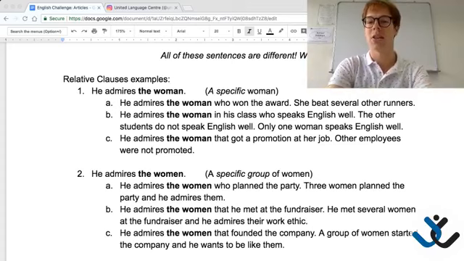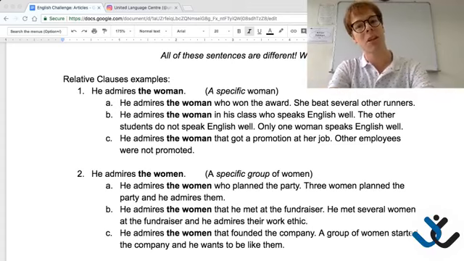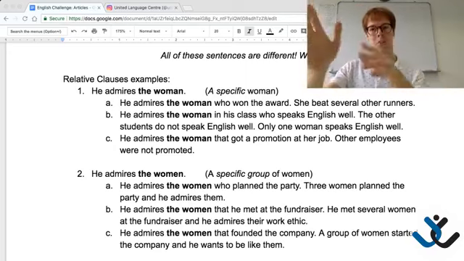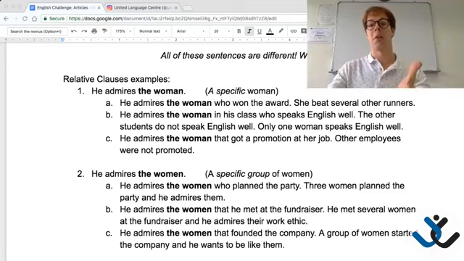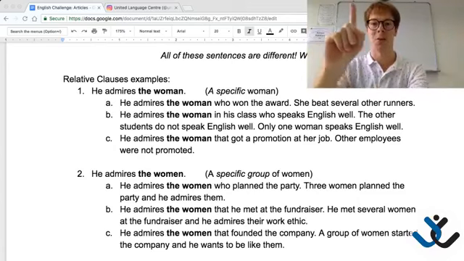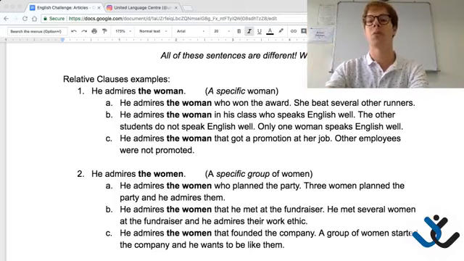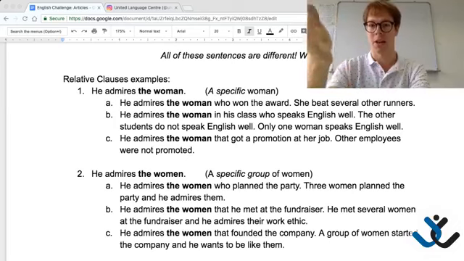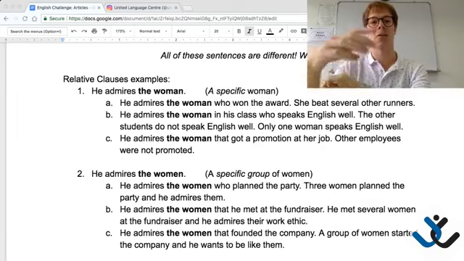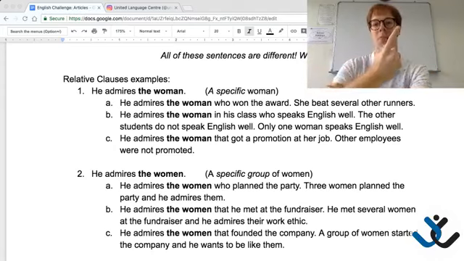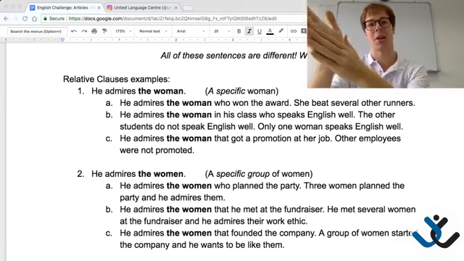Or if it's in your class, maybe you admire the woman in your class who speaks English well. That means the other students don't speak English as well. There's one woman who speaks English very well compared to the group, the specific woman who speaks English well. Or if you say you admire the woman who got a promotion at work, we're not talking about the other employees. I can assume they were not the ones promoted, but there's the woman who got the promotion. There's the one specific person in the group who I'm singling out, the woman.